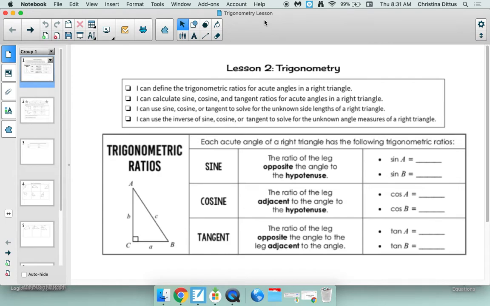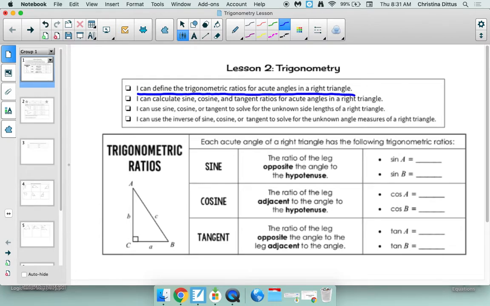All we're working on today is this first icon. We are defining the trig ratios. I don't know if any of you have ever heard them before, but they are sine, cosine, and tangent.